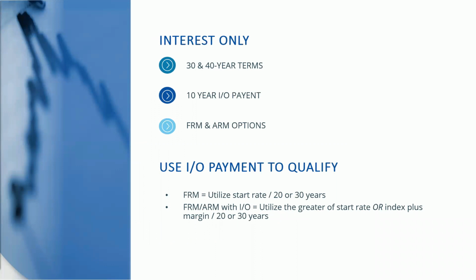Interest only, 30 and 40-year terms. The IO period is 10 years, and we have fixed and ARM options. So we can use that IO payment to qualify in many instances. On a fixed rate mortgage, we would utilize the start rate and amortize over 20 or 30 years. If it's a 30, we're going to use 20. If it's a 40, we'll use 30 because we're going to assume that the borrower is going to maximize that interest only period. If it's a fixed with an ARM and IO, we're going to utilize whichever is greater, either the start rate or the index plus margin, again, over that 20 or 30 years.